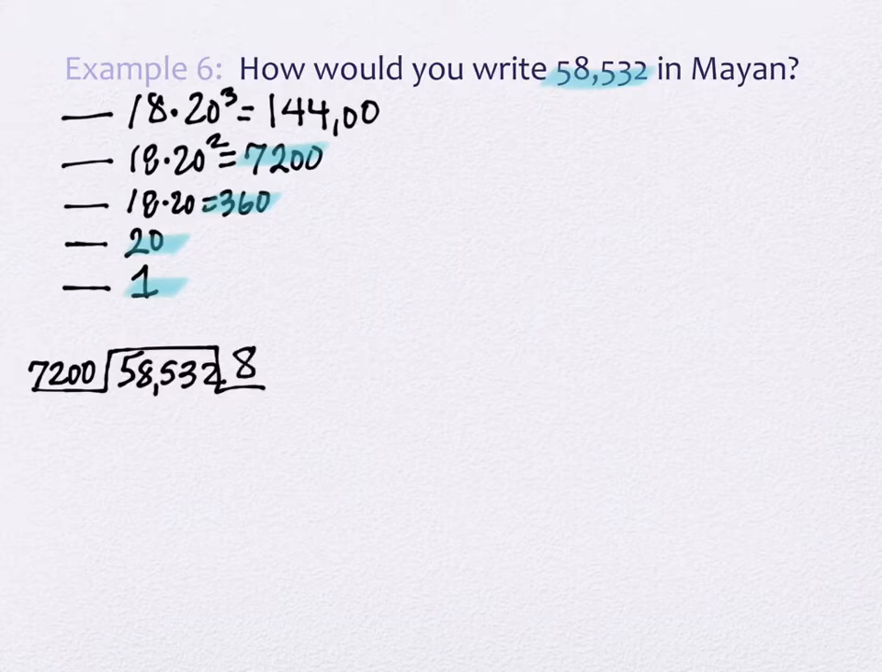8. And then what is 8 times 7,200? 57,000. Okay. And then we subtract. So what do we get when we subtract here?